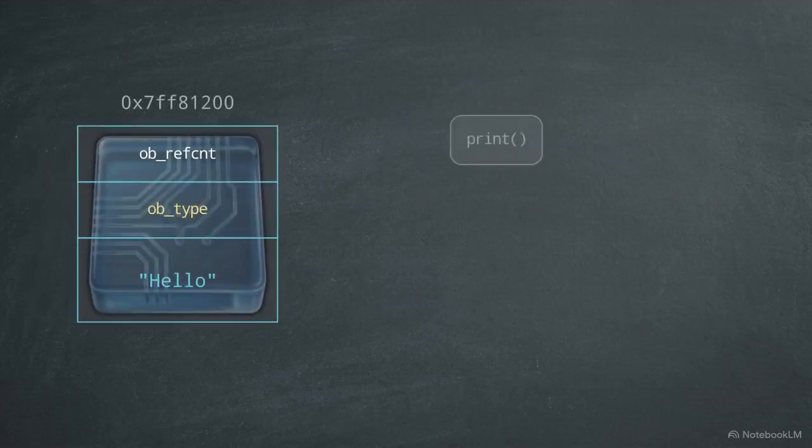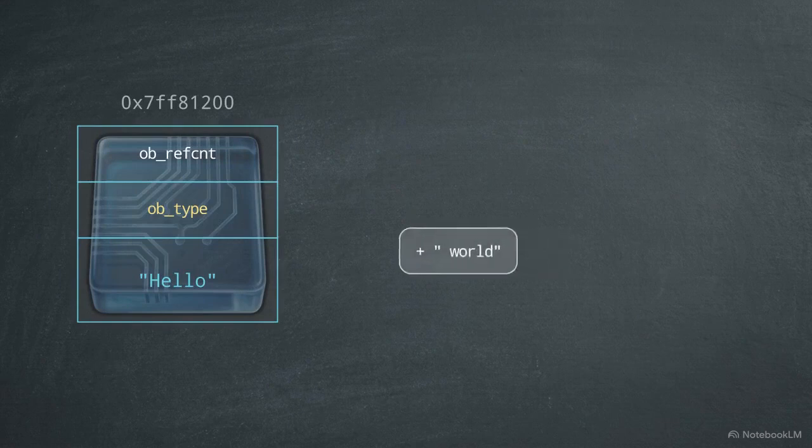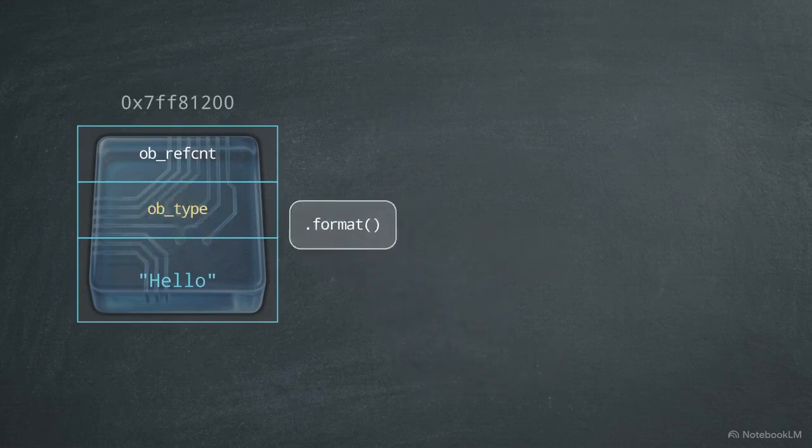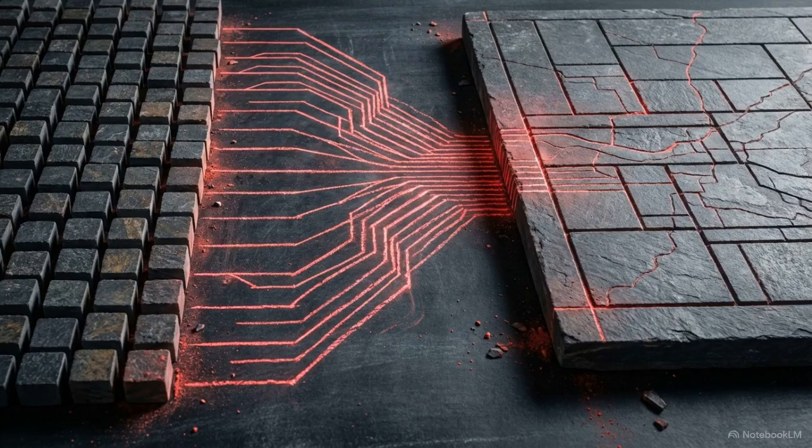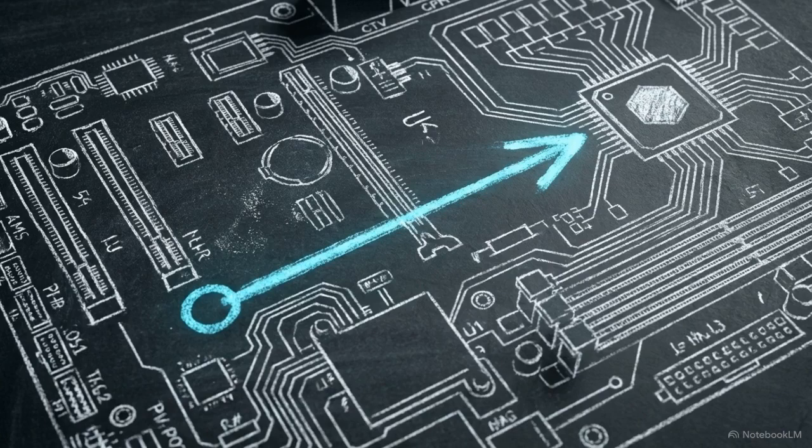This means the hello string object does not know how to print itself, concatenate with another string, or format its text. To get those instructions, it relies on the second part of the header, the type pointer, or OB_type. A pointer is simply a variable that stores the specific memory address of another object. At the bedrock level, Python objects are strictly separated into dumb data containers that must blindly follow the directives of an external metadata pointer. To find those behavioral rules, we must follow that type pointer across RAM to its destination.